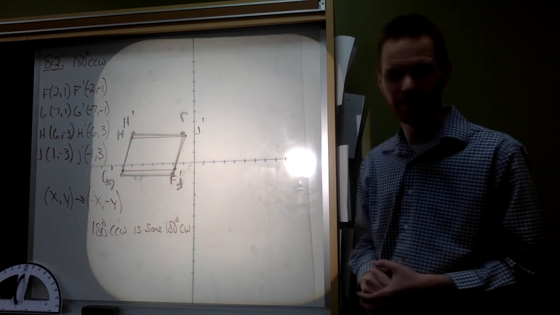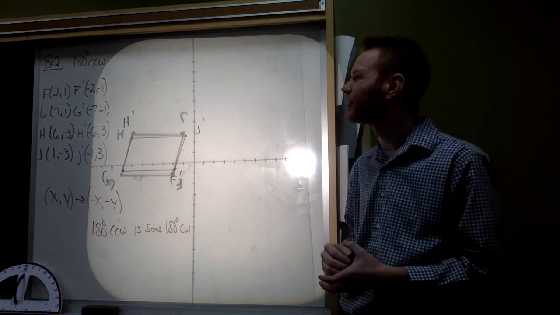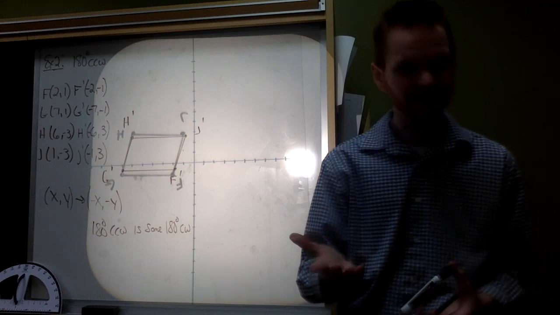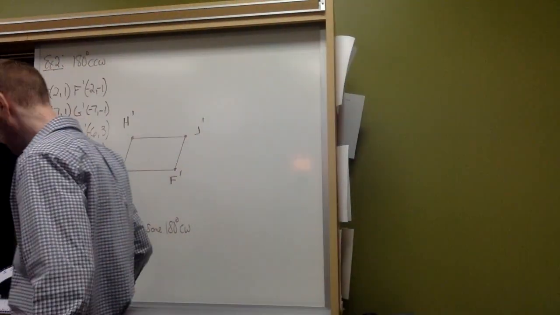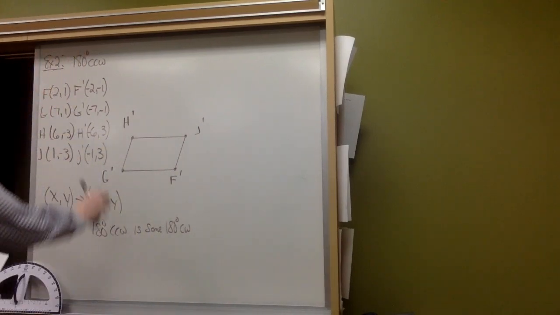What do you think? One more problem? Grand finale? What do you think we're going to do? Come on. Shout it out. 270. Yes. We're going to rotate an object 270 degrees. Let's go ahead and do that.